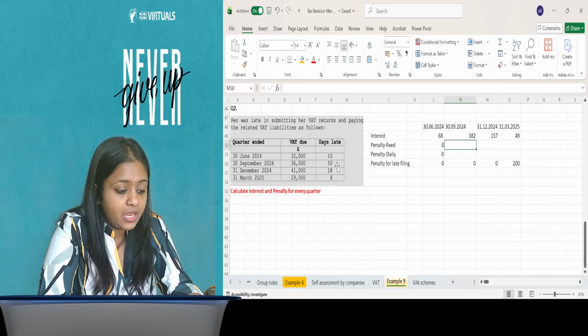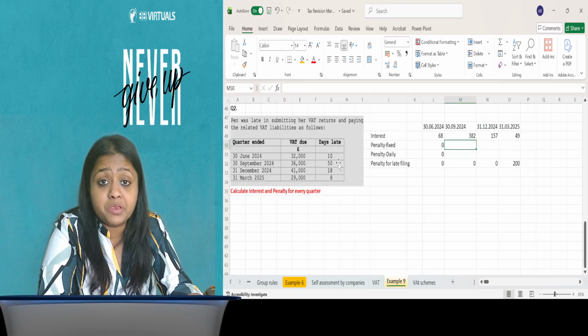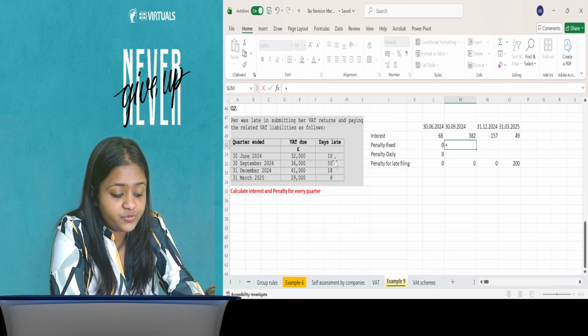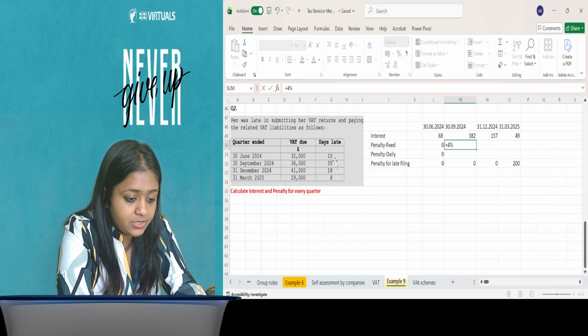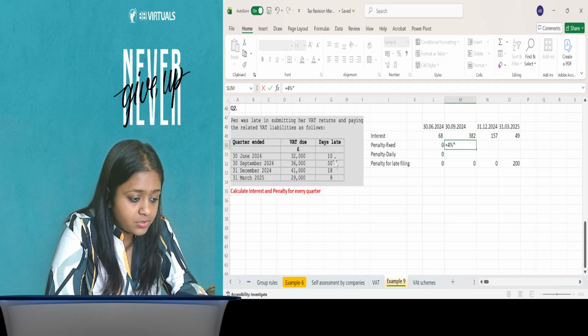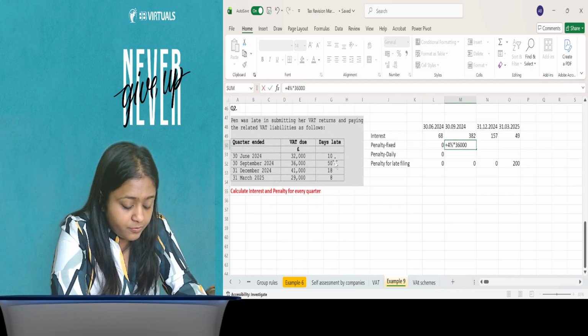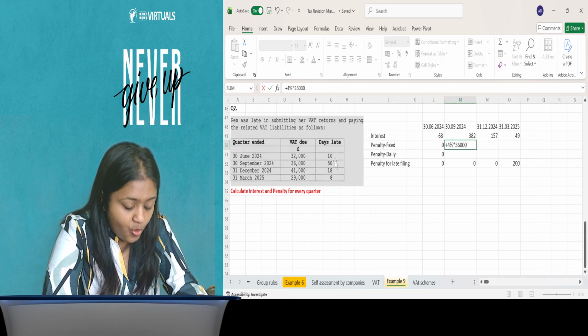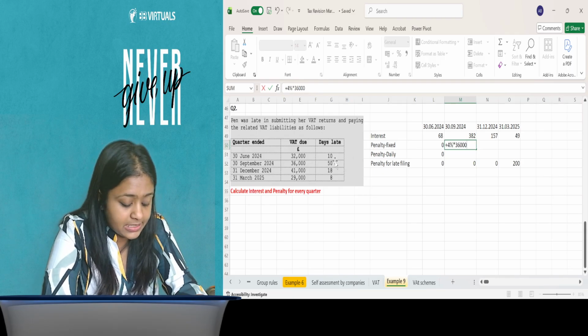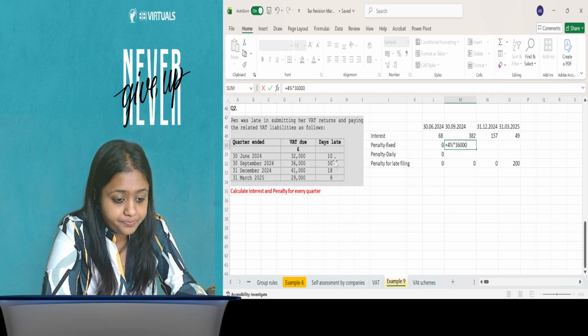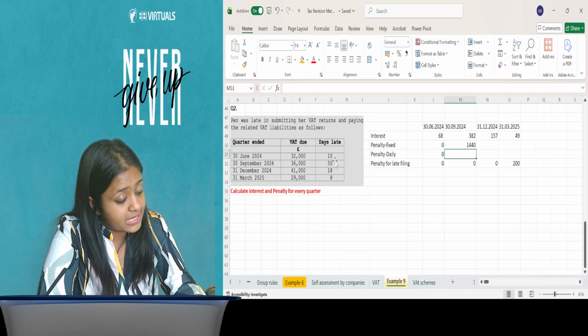Fixed penalty. The delay is 50 days. It is beyond 30 days, so the fixed penalty is 4%. 4% of what is the tax due? 36,000. So the fixed penalty is 4% of 36,000. Done. That is 1440. Yes.